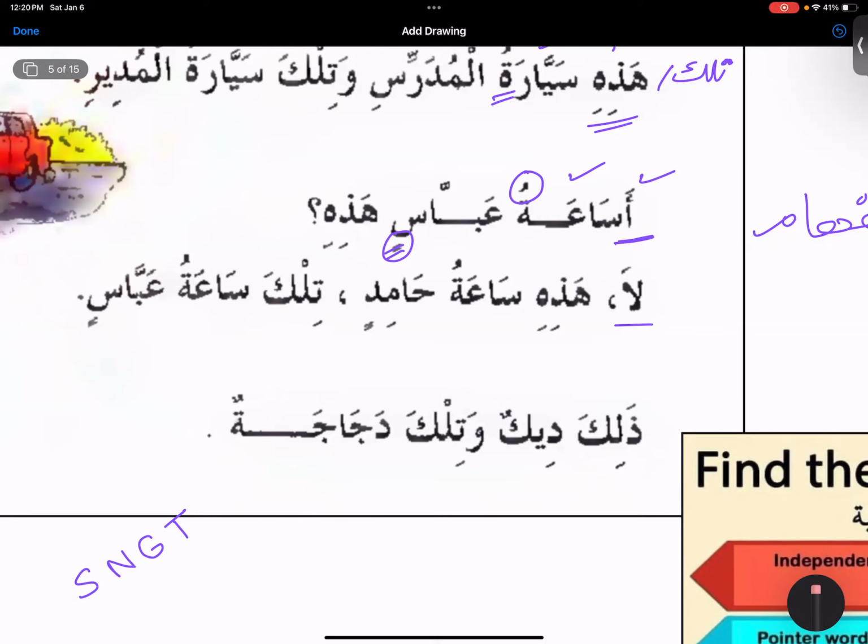So when I'm asking status, that is basically rafa, nasab, and jar. When I'm asking number, that is singular, dual, and plural. When I'm asking gender, that is masculine and feminine. And type is common or proper, marifa or nakira.